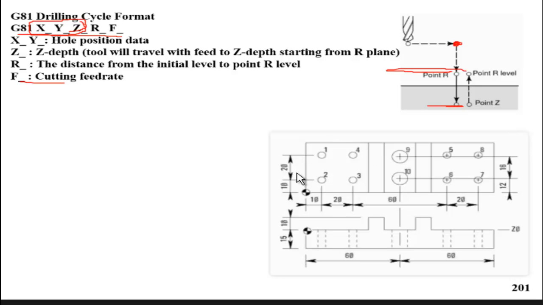The first group, which has 4 holes, is the same as the second group in size. So we will use the same tool to drill these 2 groups. Then we change the tool to another size to drill these 2 holes. Let us see how we can apply G81 for that task.